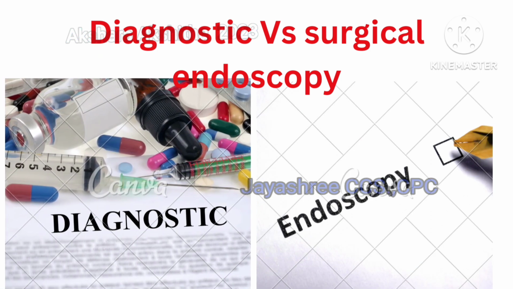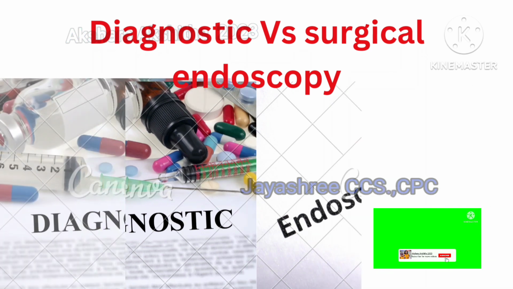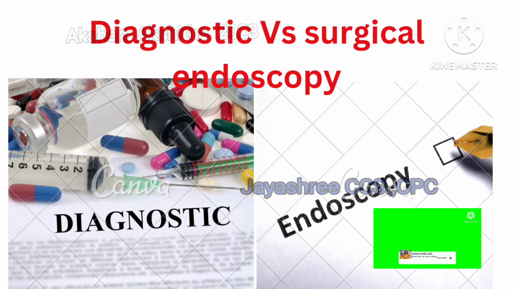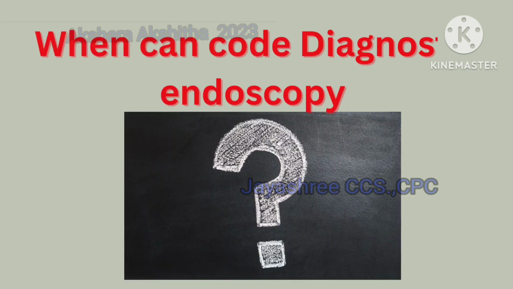After completing the procedure, the doctor may again do a diagnostic endoscopy to check for any intraoperative injuries or any bleeding. For that also we cannot report diagnostic endoscopy separately. If medically reasonable and necessary endoscopy procedures are performed in two regions of the respiratory system with two different types of endoscopy, then we can bill both procedures separately with the appropriate modifier.